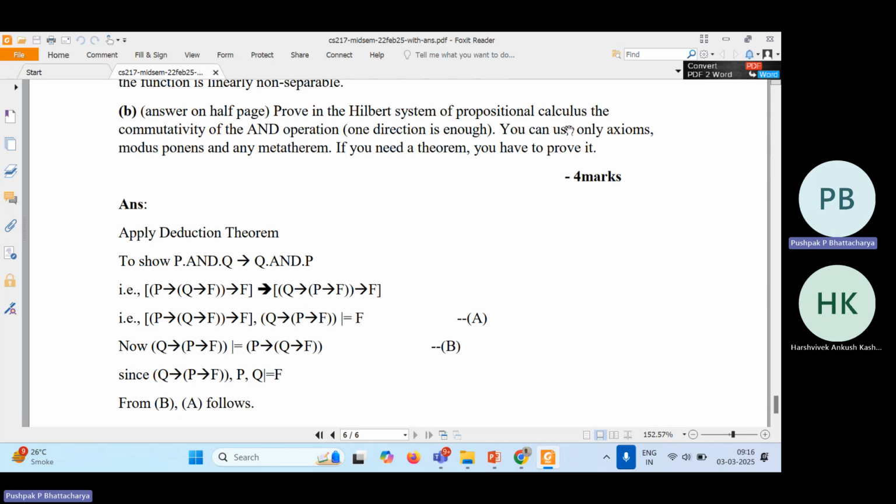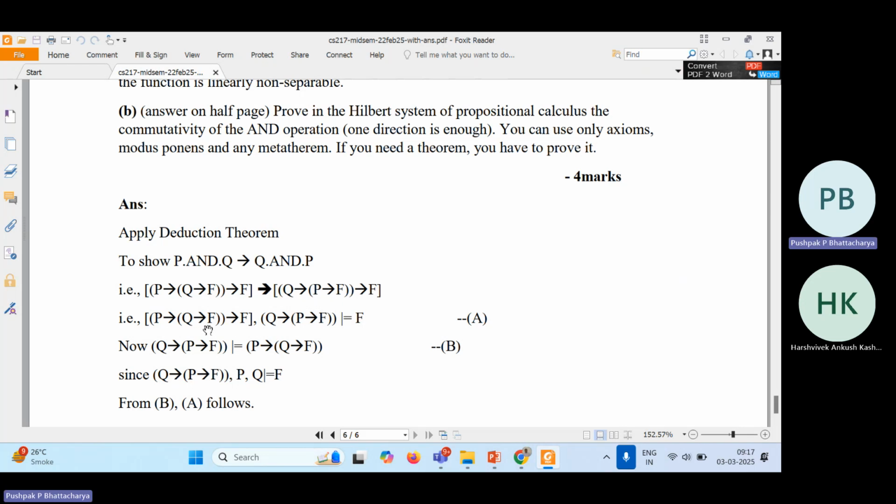Prove in the Hilbert system of propositional calculus the commutativity of AND operation. One direction is enough. You can use only axioms, modus ponens, and any meta theorem. If you need a theorem, you have to prove it. Meta theorem means you need the deduction theorem. So we want to prove P and Q implies Q and P. You have to first convert it into Hilbert propositional calculus form. P and Q is in the form (P implies (Q implies F)) implies F. That should imply ((Q implies (P implies F)) implies F).